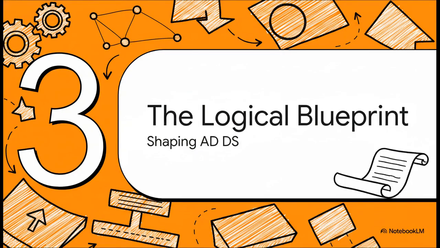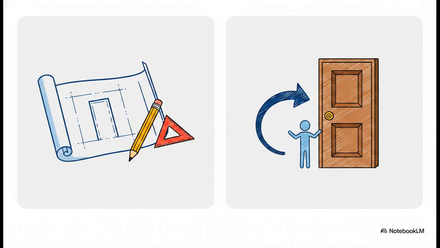Part 3. The logical blueprint. Now we're getting into the logical components. I really want to emphasize the difference between logical and physical architecture here. Logical components are strictly about the design, the rules, and the organization of your infrastructure. They are not physical hardware.